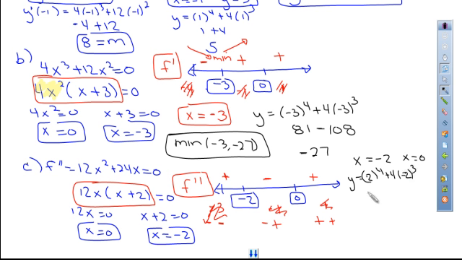So 2 to the 4th power is 16, and negative 2 to the 3rd power is negative 8, and negative 8 times 4 is negative 32, and 16 plus negative 32 is negative 16. So one of my points is going to be negative 2, negative 16. The second point is going to be 0, 0.